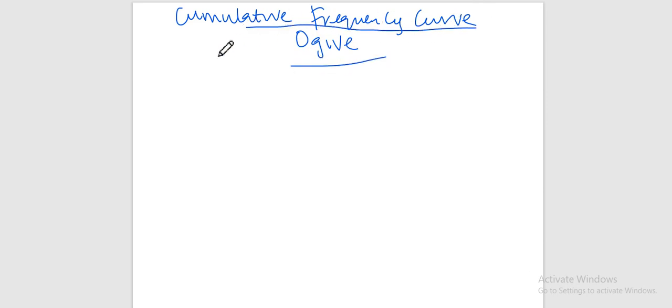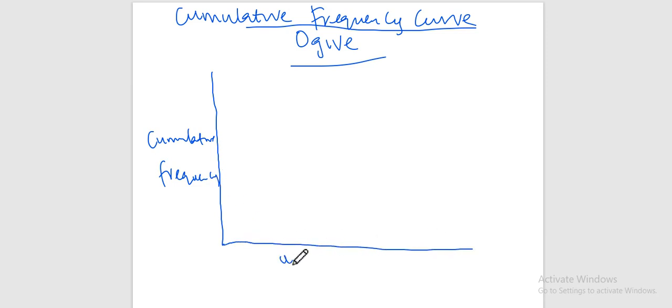Cumulative frequency curve, also known as the ogive. It is the plotting of the cumulative frequency on the vertical axis, while on the horizontal axis you have the upper class boundaries.